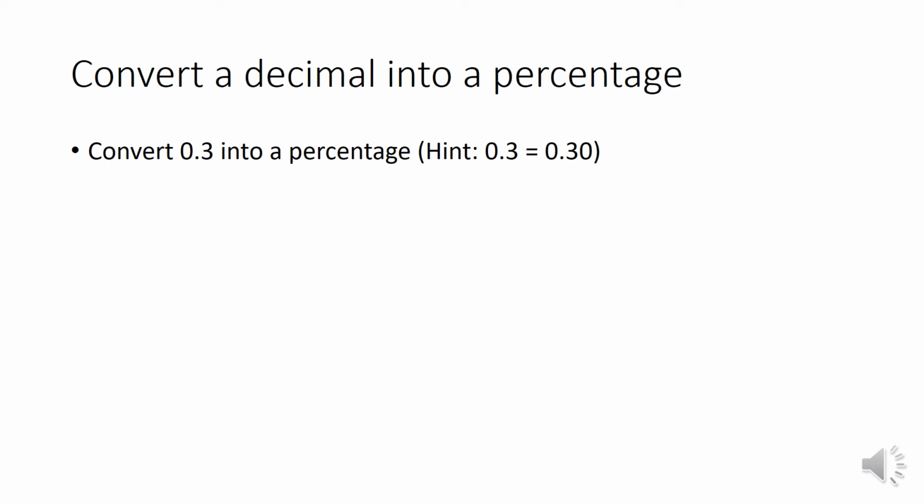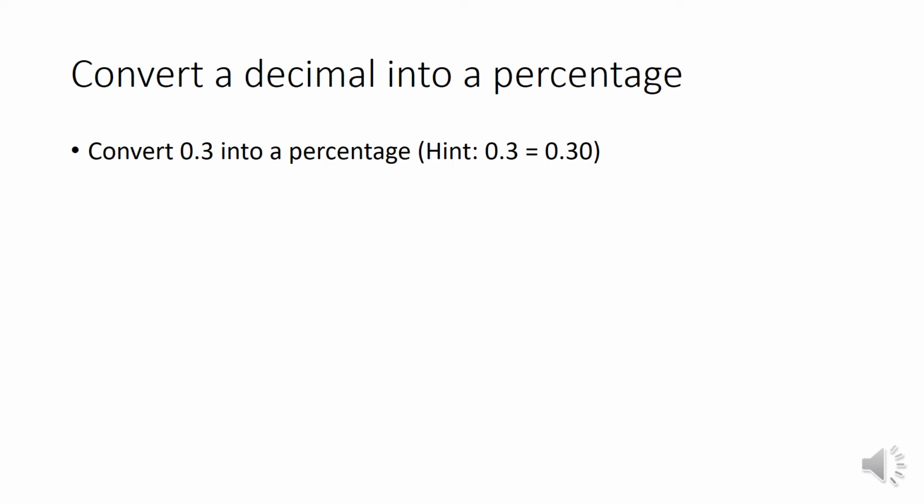Okay, so now this is one for you to pause the video at and have a think about. So look at my hint as well. 0.3 is the same as 0.30, so you might be better writing it as 0.30 first. So pause the video, have a think, see if you can do this one, and then we'll go through this in a second.